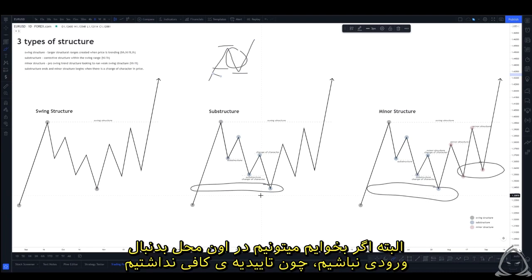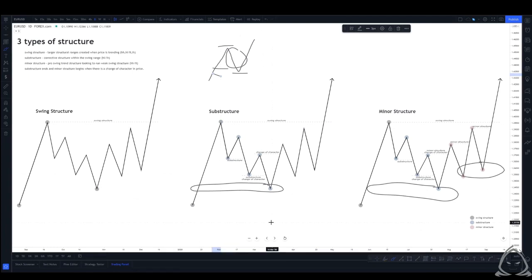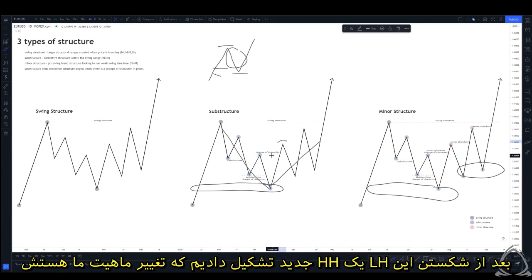Now, of course, we don't necessarily have to look for entries at that particular point, at that higher low, if we didn't have enough confirmation. We don't have to be the first ones into a trade. We can wait for additional confirmation. So once we get that actual change of character, we were going from lower lows to lower highs, so now we're starting to switch. We created a new higher high after breaking this lower high. We have that change of character.